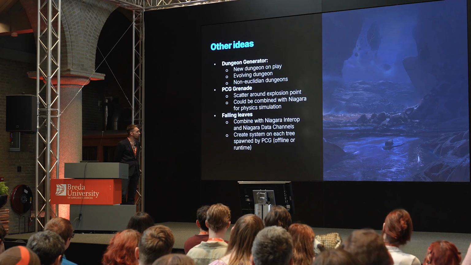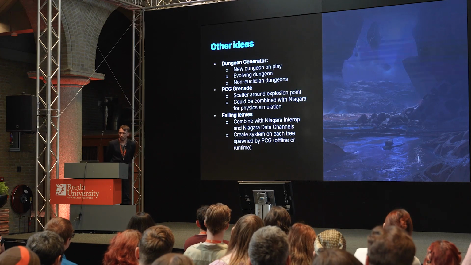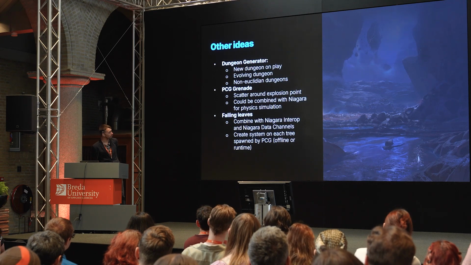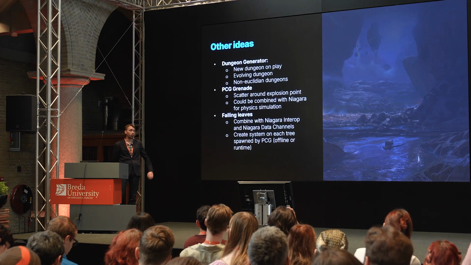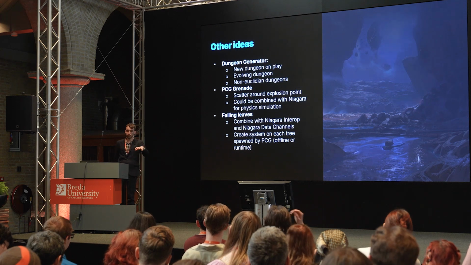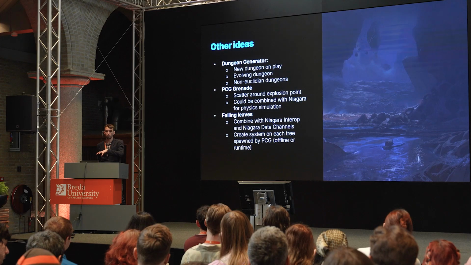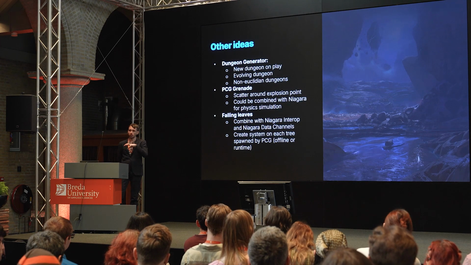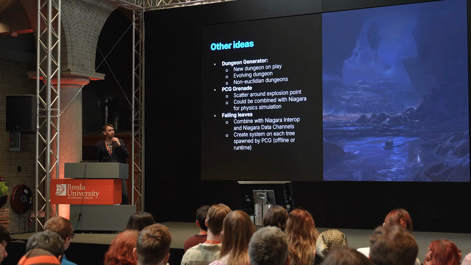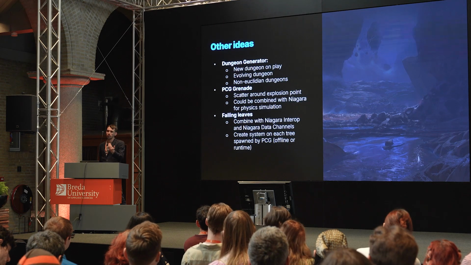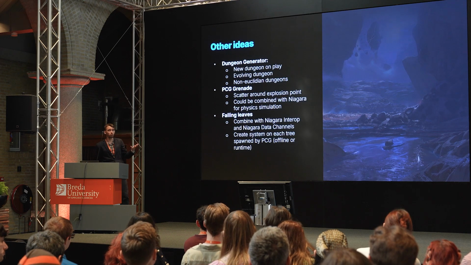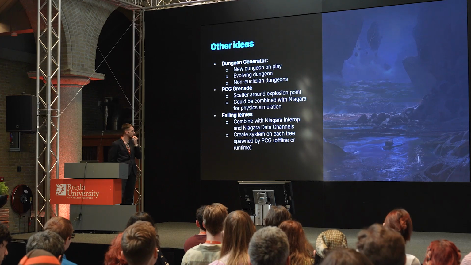And another thing could be falling leaves. You can combine it with the Niagara Interrupt plugin that we have and Niagara data channels. So we could have trees that are spawned with PCG, and they know the position of all the trees. That can then be used at runtime to spawn Niagara systems, and it can also read the type of tree, for example, if you want to change the type of leaves that are falling down.